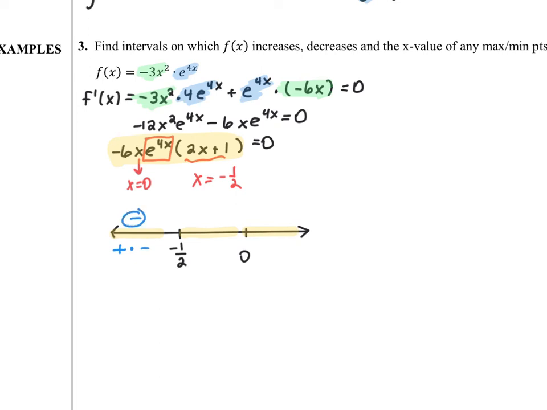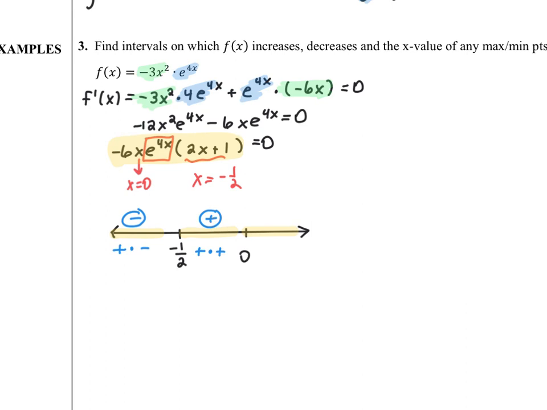There's not really a nice number to pick in between 0 and negative 1/2, but you can do like a negative 1/4. Putting it here for this x, the negative times that negative 6, this is going to go positive. This e to the 4x is always positive. I'm going to put a negative 1/4 here times the 2. It's going to give me a number that's less than 1. So when I add the 1, it's going to go positive. Since all of my factors here ended up being positive, the net result in between negative 1/2 and 0 is a positive.